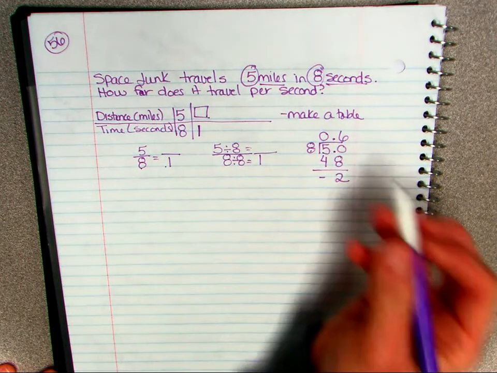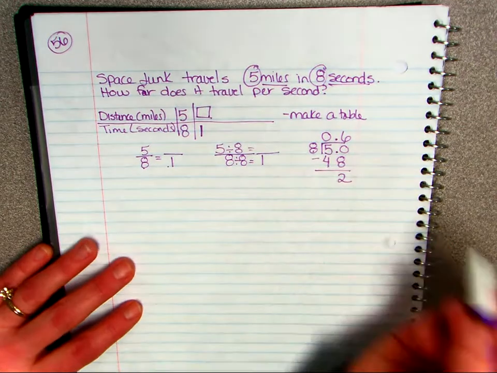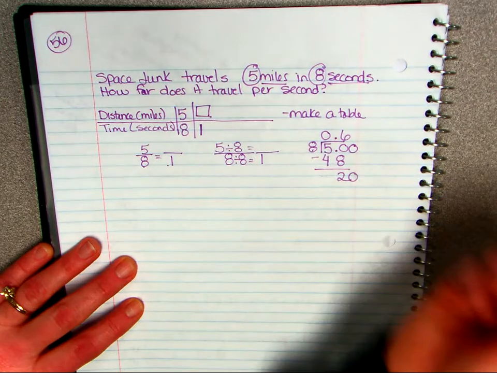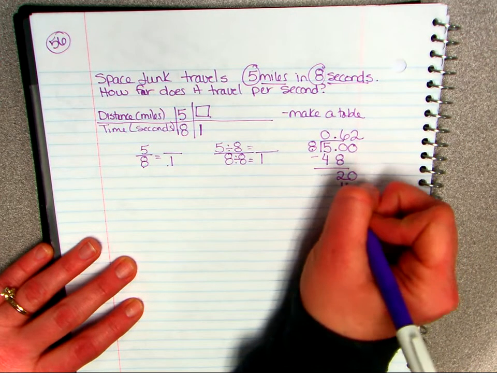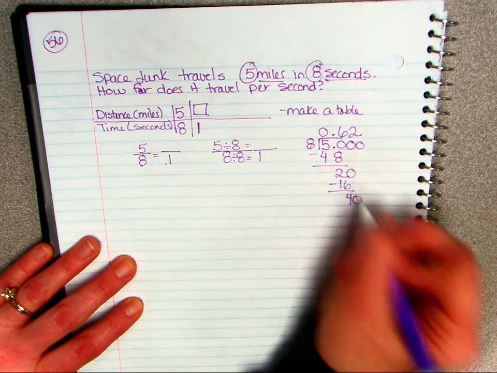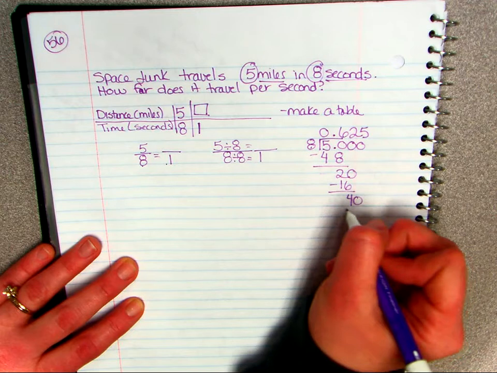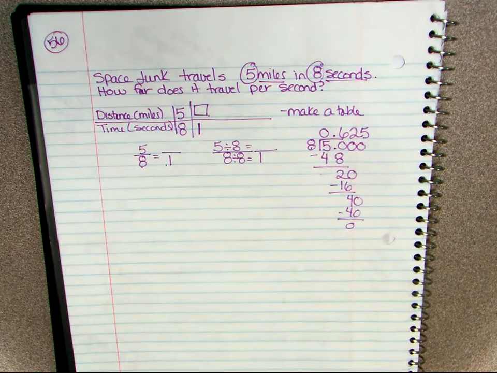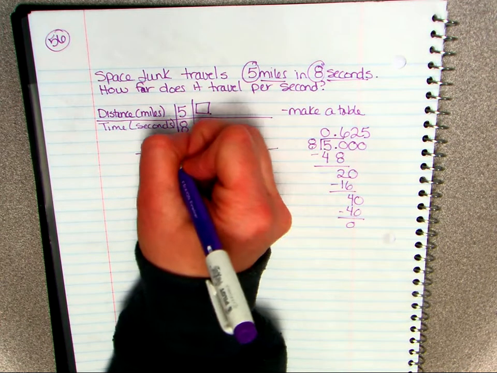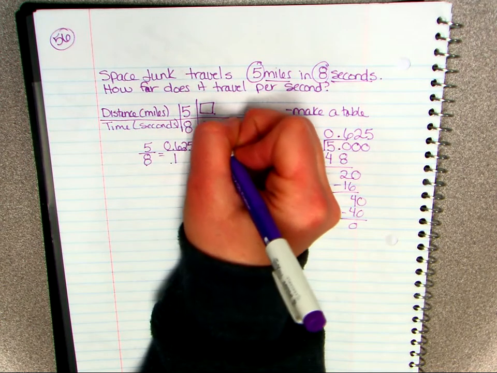Subtract. I got 2. Well, 8 can't go into 2, so we're going to add a 0. Can 8 go into 20? Yes, 2 times, which is 16. 8 times 2 is 16. Subtract, I get a 4. Got to keep going. Add a 0, and I get now 40. 8 can go into 40? Yes. 5 times. 5 times 8 is 40. Subtract, and I've equaled out. So, my answer here would be 0.625 miles per second. Now, that is your very official answer.